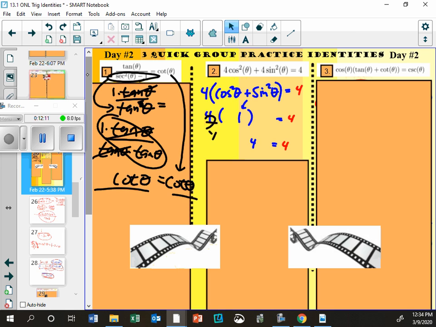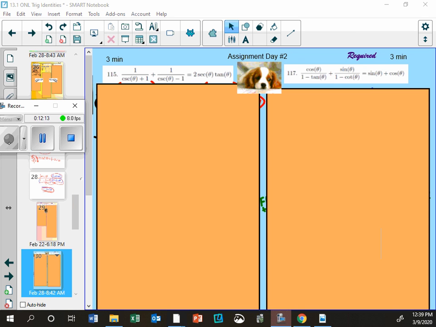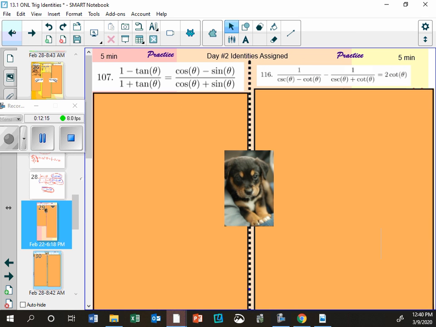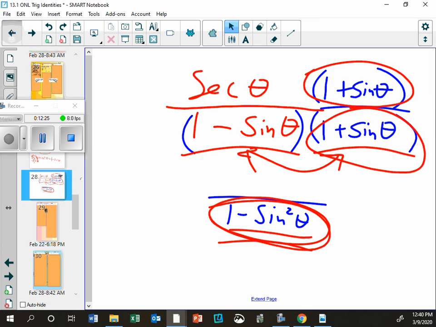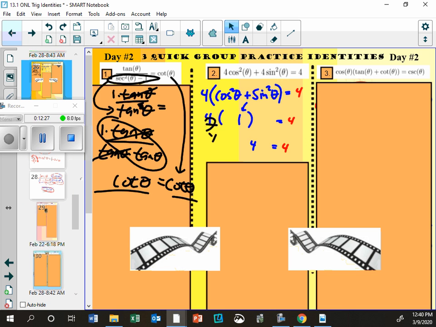Pausing while I put kids into small groups. So for today, I just assigned 107 and 116 and 115. I am going to take a second and go and explain how to do the one that we ended on, which was this one, number 3. Have a good day.